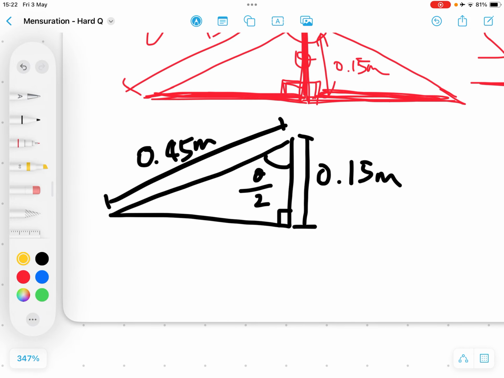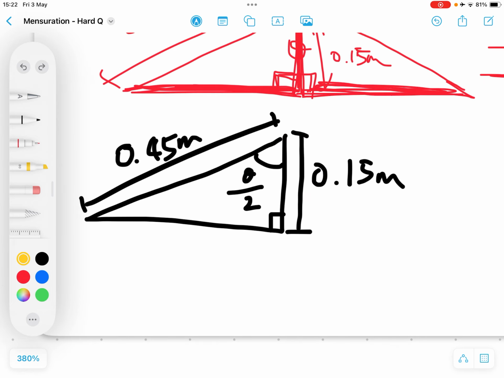So now, relative to this angle, we have an adjacent side as well as the hypotenuse, which is the longest side. So whenever we have adjacent and hypotenuse sides, we think of cosine.